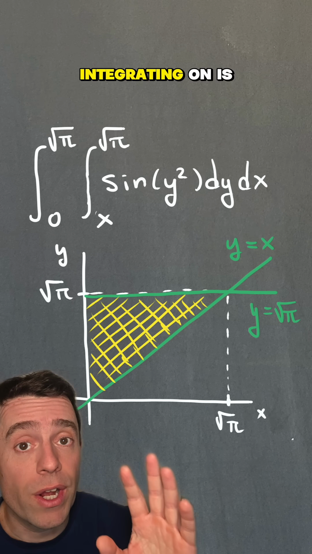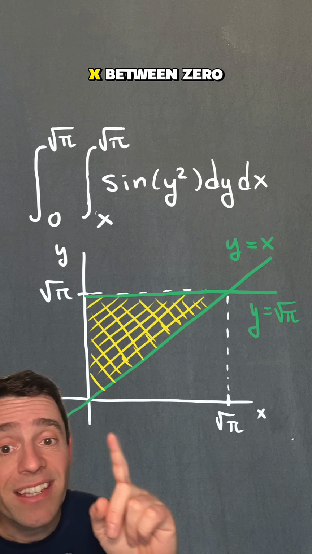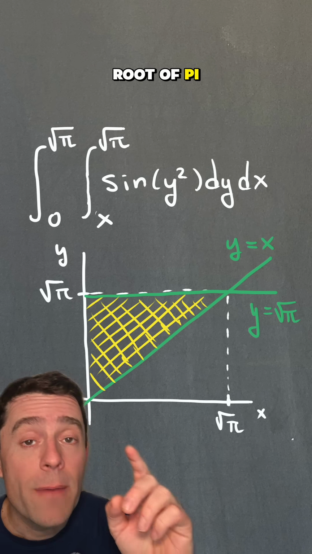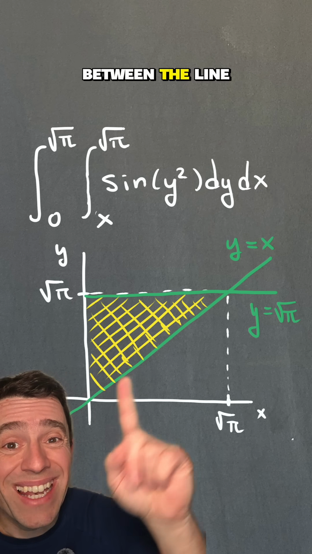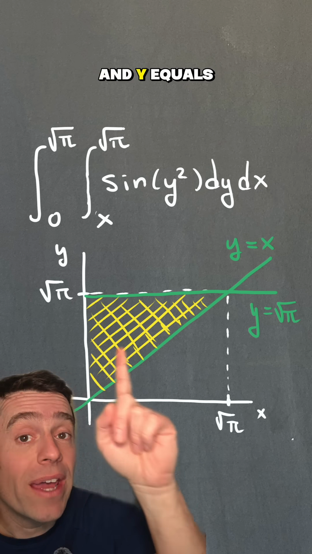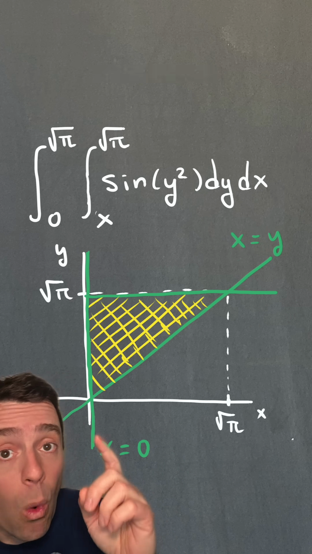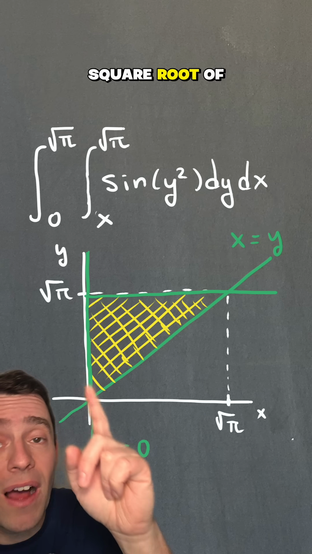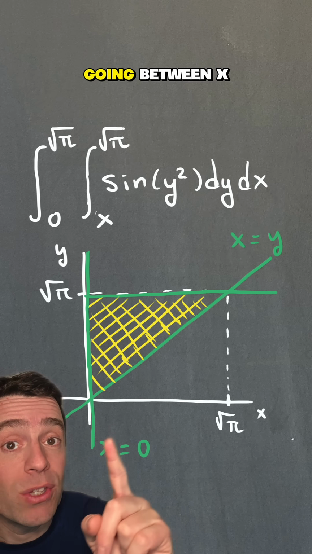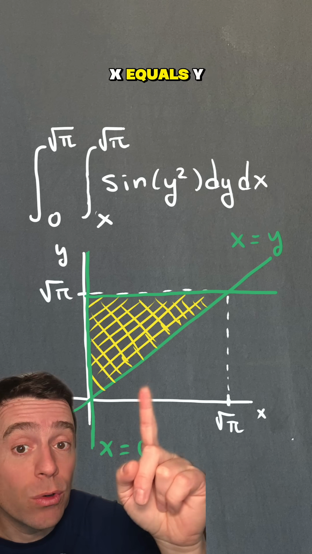The region we're integrating on is given by x between 0 and the square root of pi, and y between the line y equals x and y equals the square root of pi. Instead, we can think of this region as y going from 0 to the square root of pi, and x going between x equals 0 and x equals y.